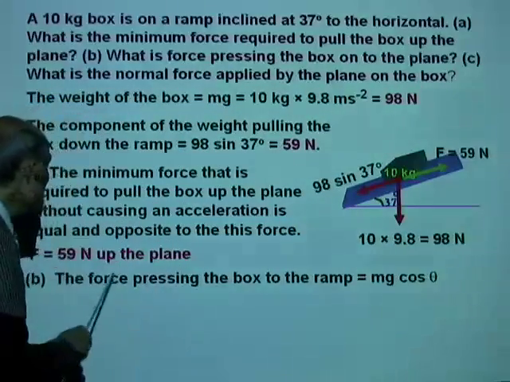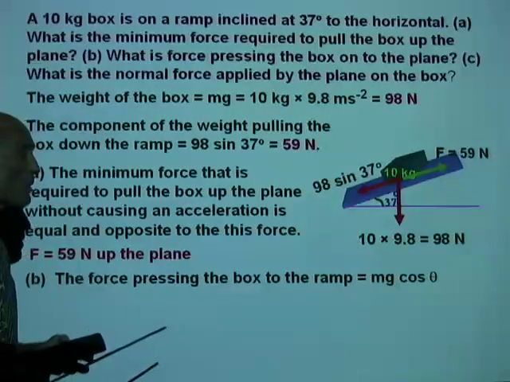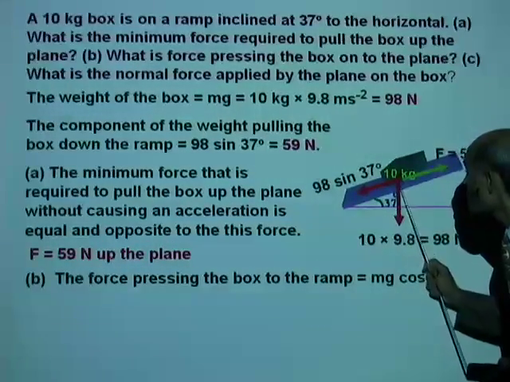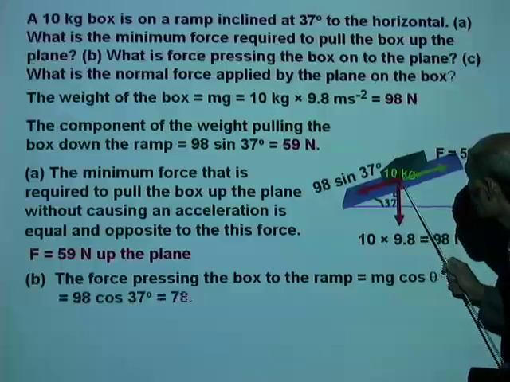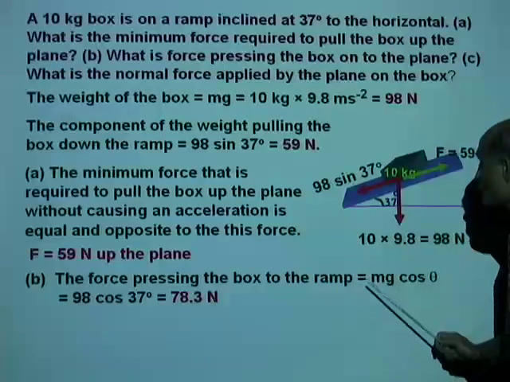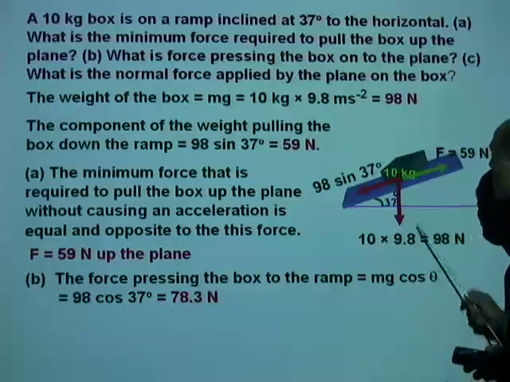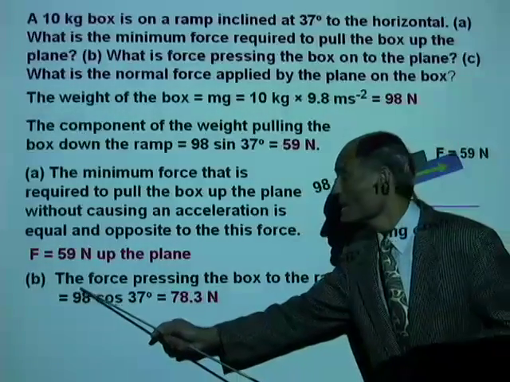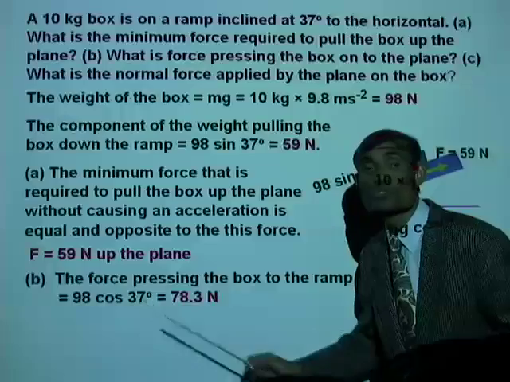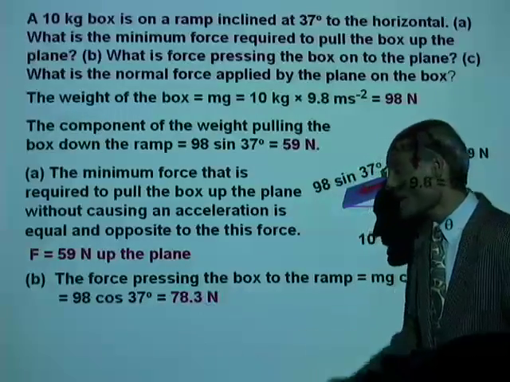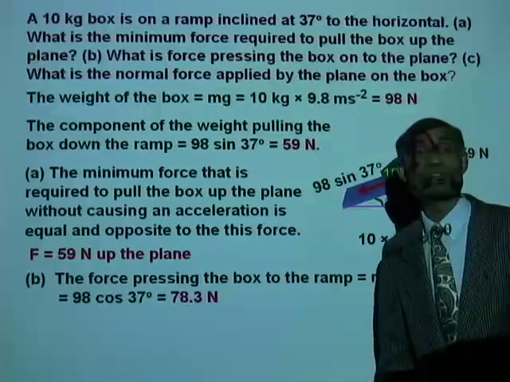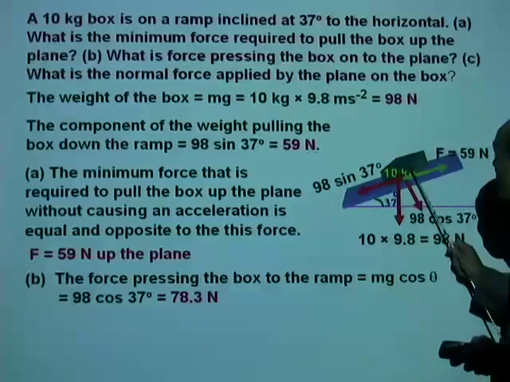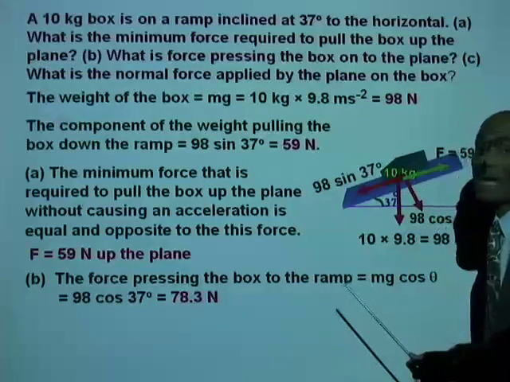B. What is the force pressing the box to the ramp? The force pressing the box to the ramp is the component at right angles, mg cos theta, and that mg cos theta is 98 cos 37 degrees, that is 78.3 Newton. And this is the force pressing the box onto the inclined ramp.